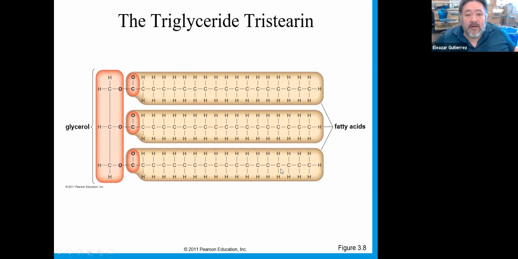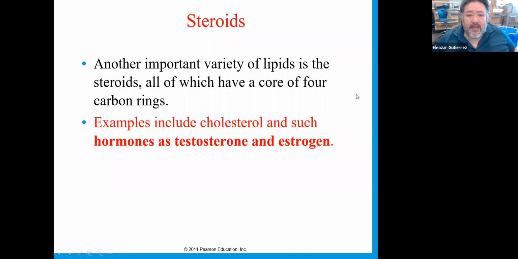Why do we care? Because when you and I store fat, this is the way that we store it. When our cute little cows that we eat store fat, this is the way that they store it. So if you're eating a steak and it's not well marbled and you're consuming fat from that steak, you are consuming triglycerides. So this is a main source of energy from fat, a triglyceride. Switching to another fat, the steroid.